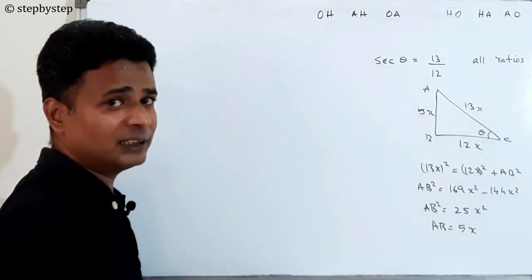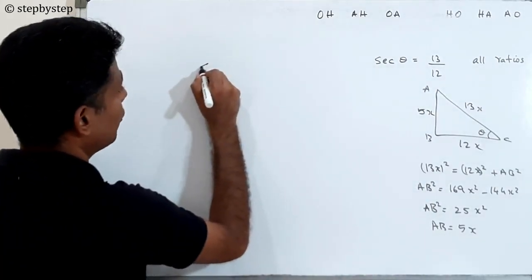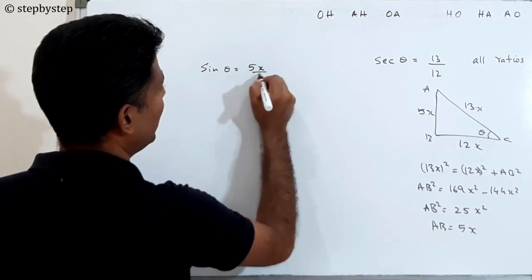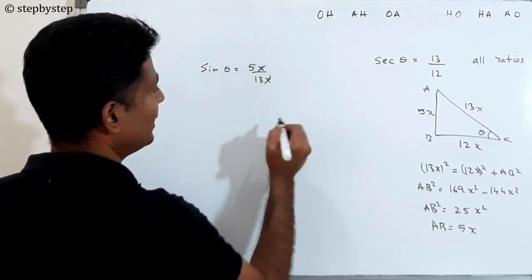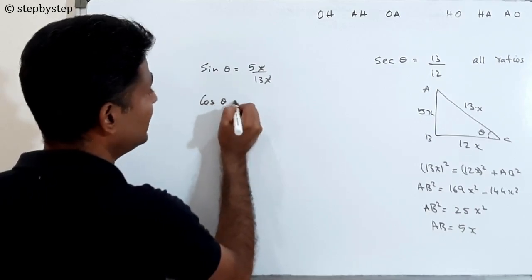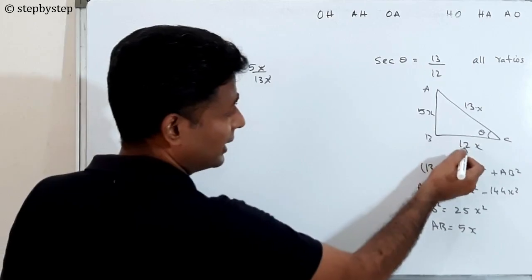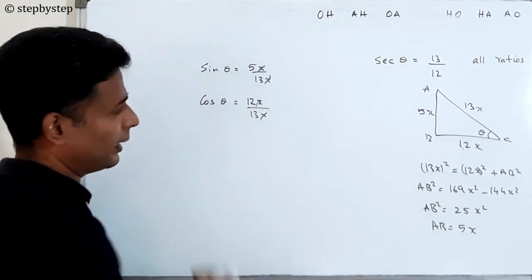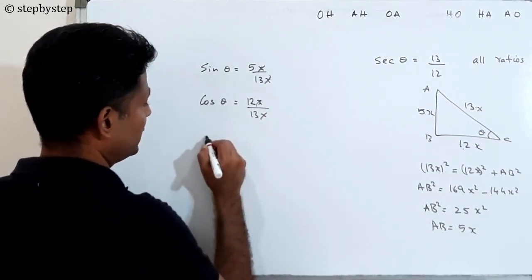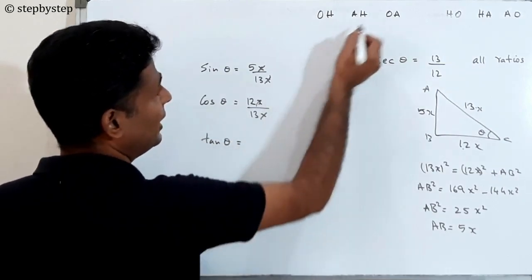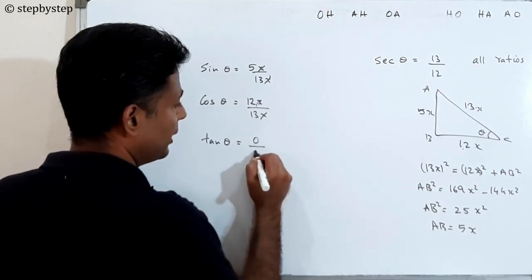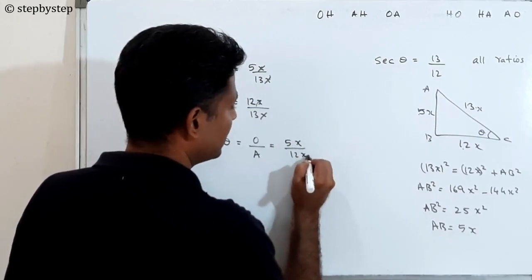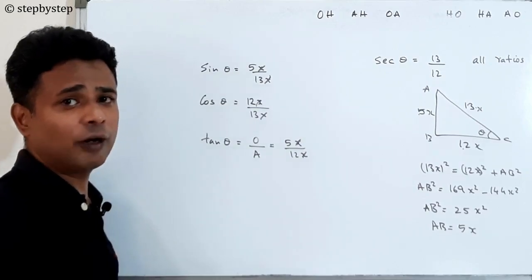Now we know all three sides, so we can find all trigonometric ratios. First is sin theta. Sin theta is opposite by hypotenuse. So 5x by 13x, so 5 by 13 is the answer. Same way cos theta, adjacent by hypotenuse. Adjacent is this and hypotenuse is 13x. So the answer is 12 by 13. Then tan theta. Tan theta is opposite by adjacent, which is 5x by 12x. So x and x cancel, the ratio is 5 by 12.